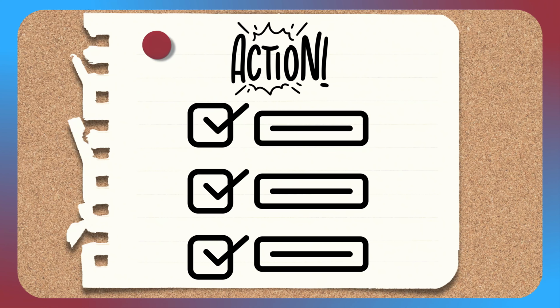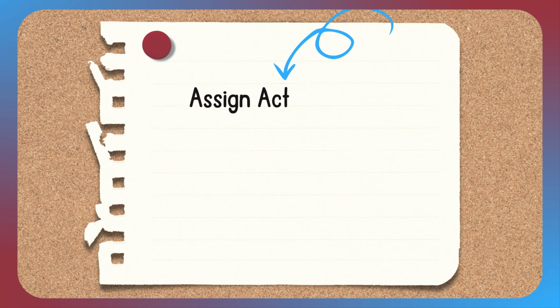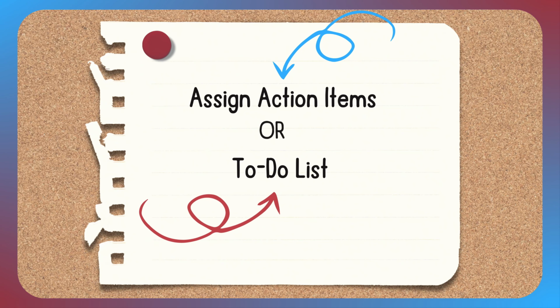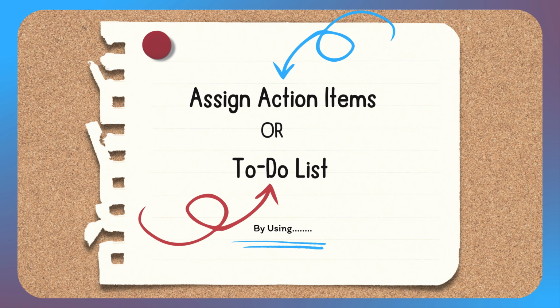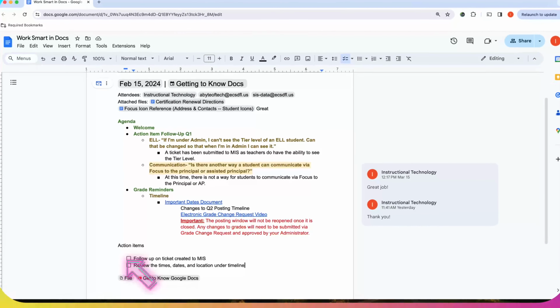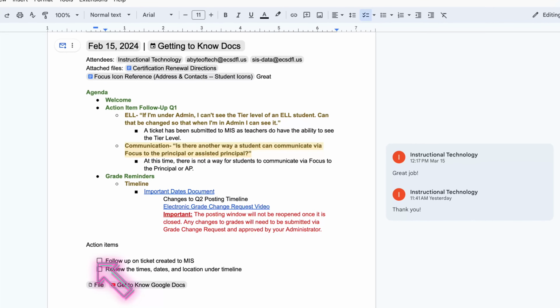So now let's take a look at how to use action items in Google Docs. Do you or your team members assign action items or create to-do lists for a project or a meeting? If so, I'm going to show you how to create tasks in Google Docs. So let's get started. This is a Google Doc that has been created for meeting notes. It has action items, and I want to assign them to someone.